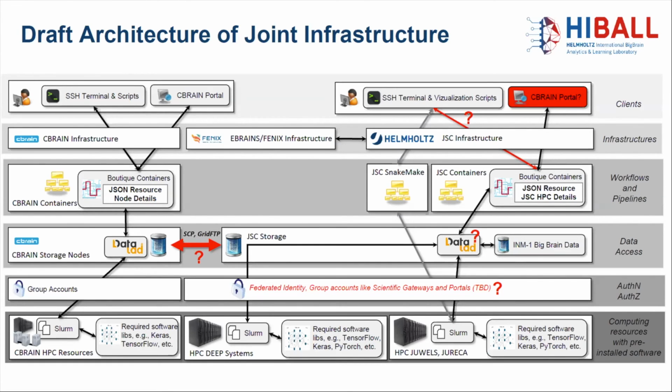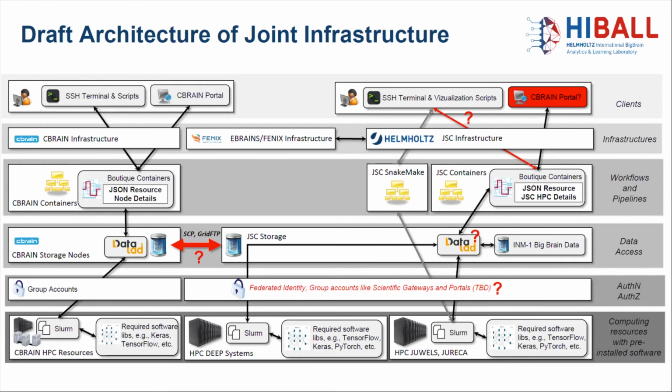They each have their own schedulers and the required tools for running the code. And access to these resources is via their own individual authentication protocols. But Seabrain uses group accounts, and Jülich uses group accounts and federated identity.